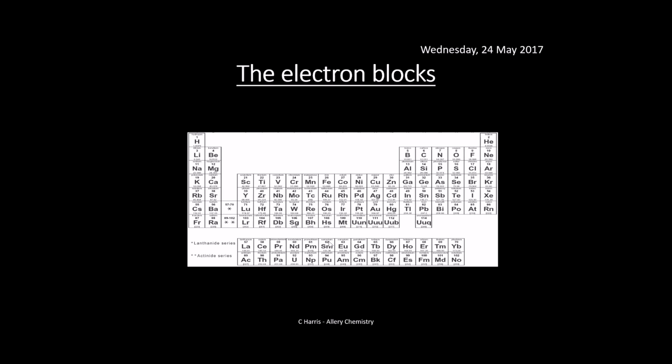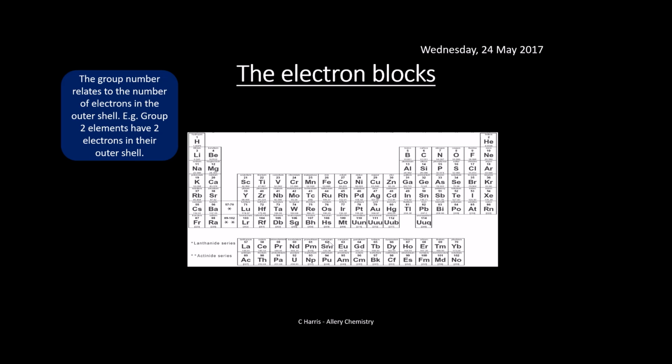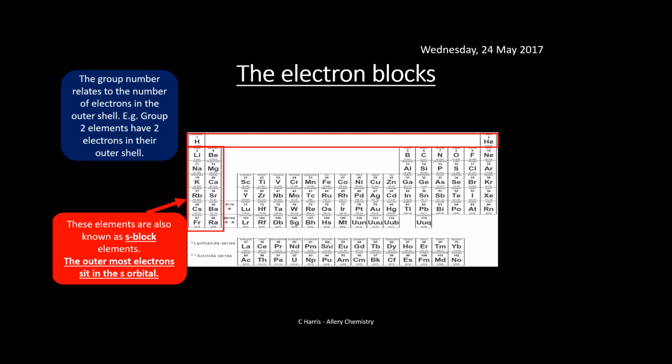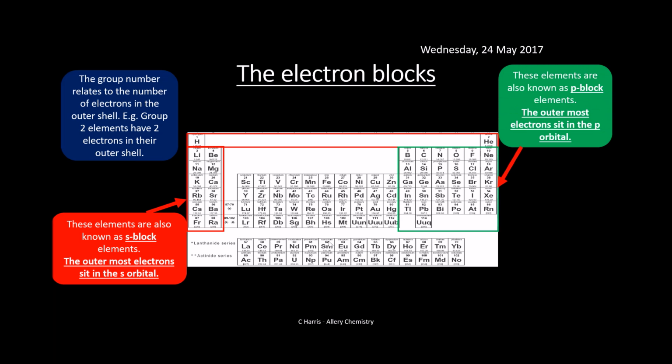Okay, let's have a look at some electron blocks as well, just the final thing. The group number relates to the number of electrons in the outer shell. So for example, group 2 elements have 2 electrons in the outer shell, group 1 have 1 electron in the outer shell, etc. So that's pretty important. The ones on the left here that are highlighted in red are known as S block elements. Basically, the outermost electron sits in the s orbital. That's why we call them S block.